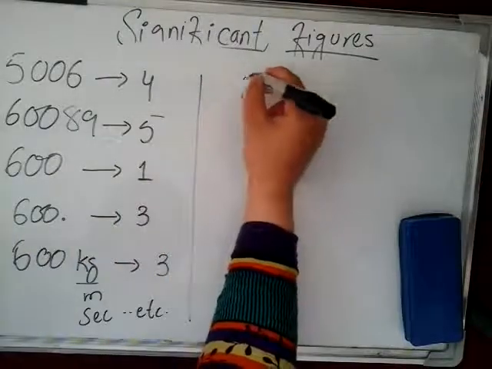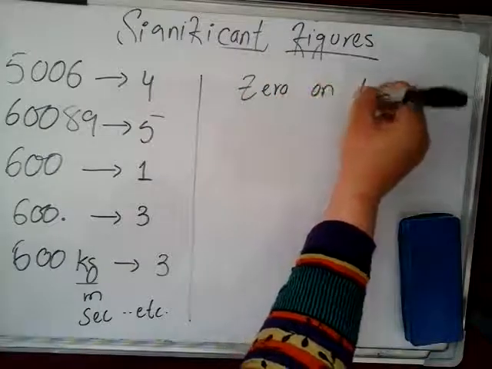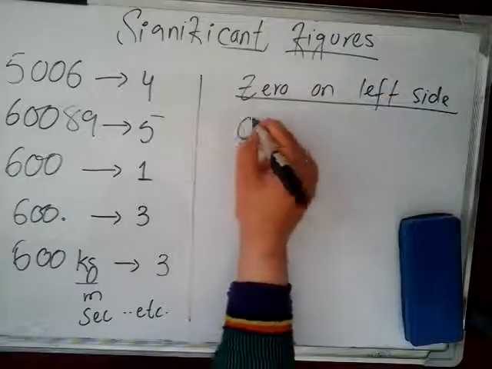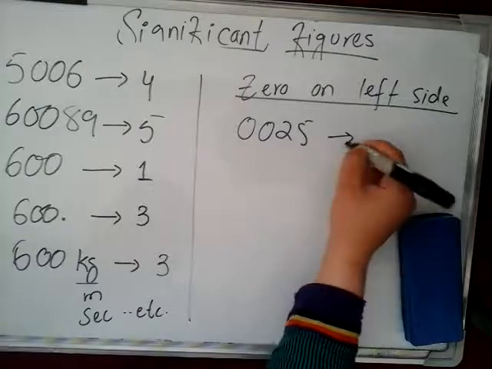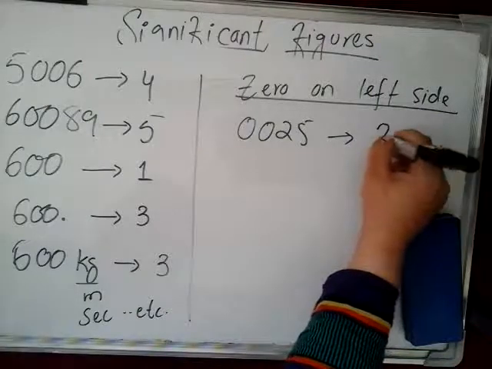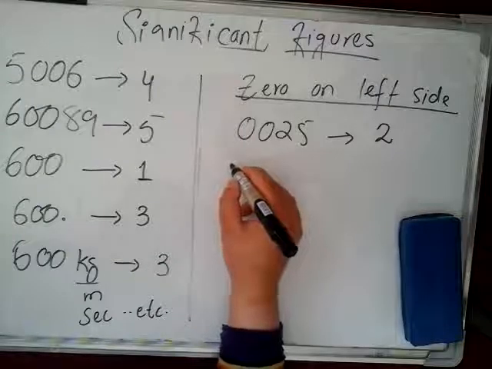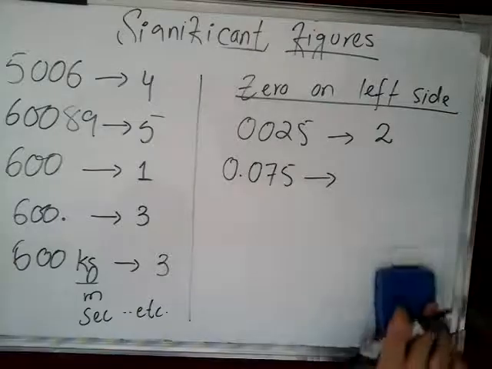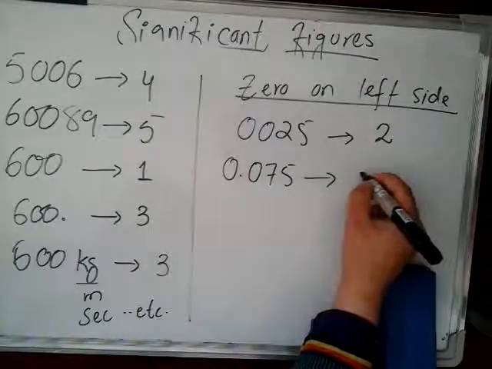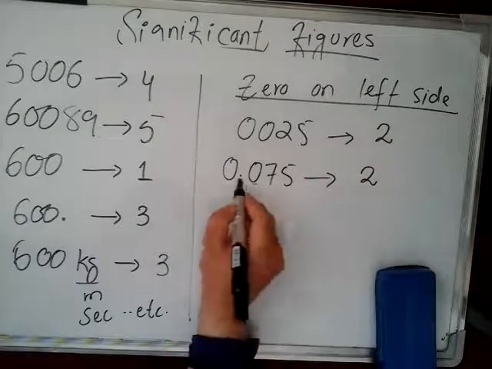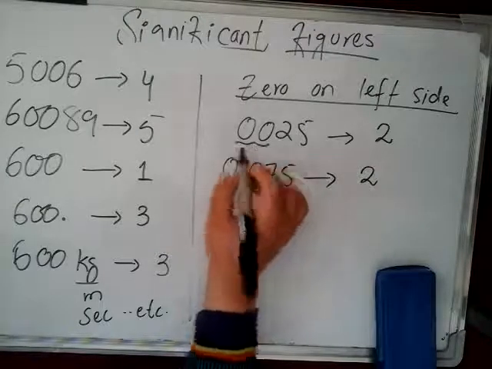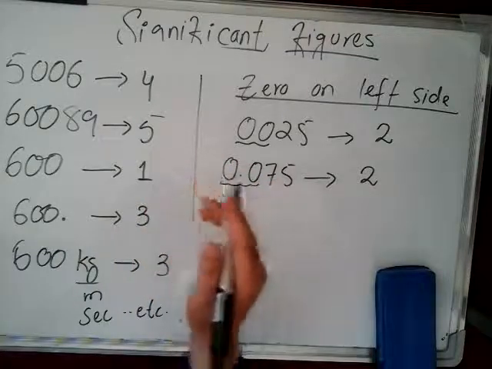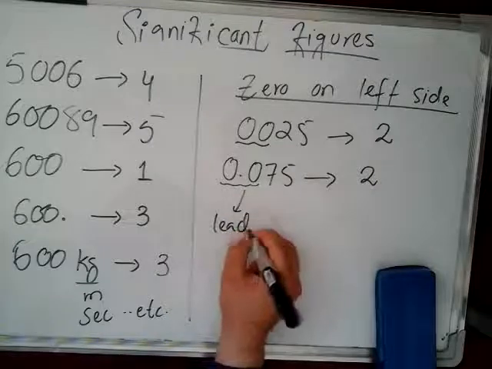Now what if 0 is present on the left side? Zeros on the left side we definitely will not consider. For example 0025, here the significant figures are 2. Now what if a point is present? 0.075, here the significant figures are only 2. Why will we not consider these zeros? Because they are present before the number, these are called the leading zeros.